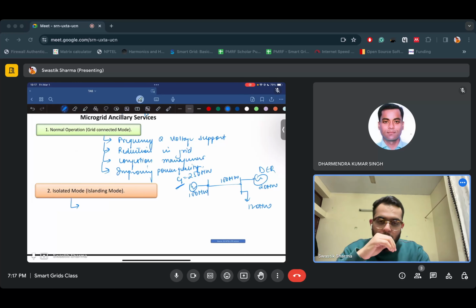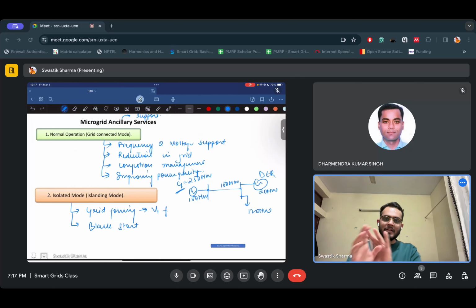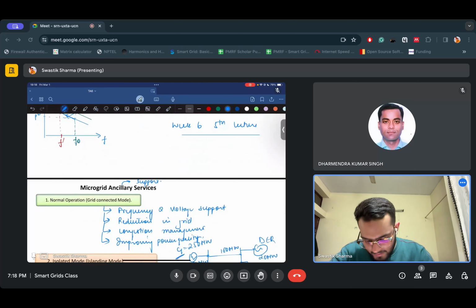For isolated mode, you can do two things. Either the whole grid becomes grid forming, that is, it decides the voltage and frequency of the whole operation. And third, it can also provide black start opportunity. That is, let's say there is a complete shutdown. That's what happened in June 2012 in India when the whole northern grid failed. So, in order to black start, you can empower localized grids, microgrids, and then these microgrids can be used to support the main grid. So, these are some ancillary services that can be provided from the microgrids as well.